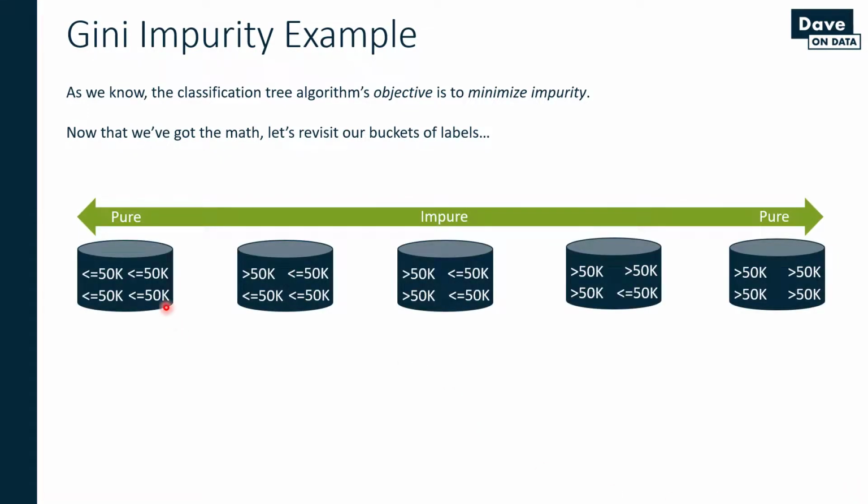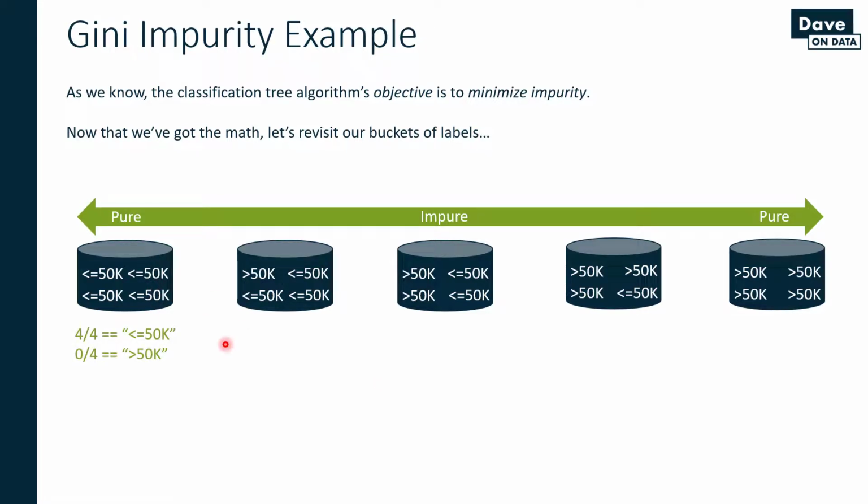Here you can see all of the buckets and our impurity spectrum. Pure and pure at the far ends and the most impure in the middle. Now that we have our buckets and our formula, let's go ahead and do the math. Trust me, you're going to find this surprisingly easy. Okay, let's take a look at this bucket over here on the left first.